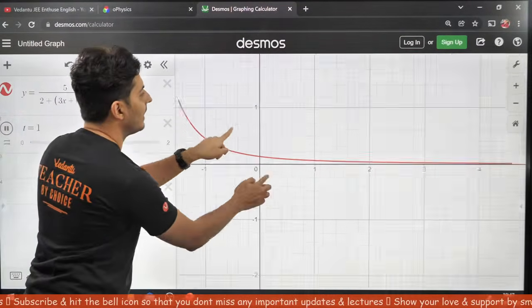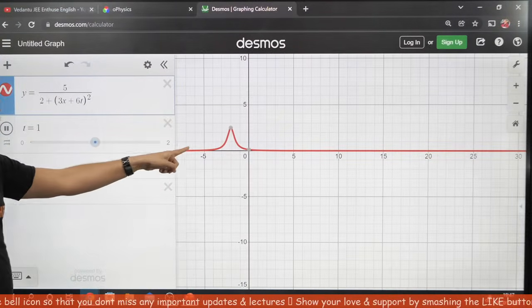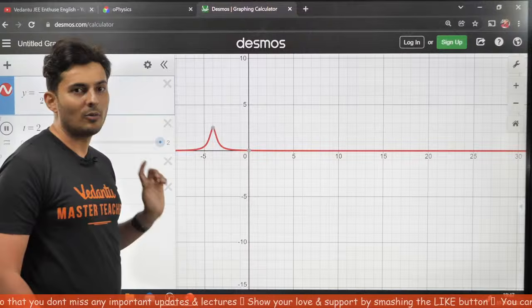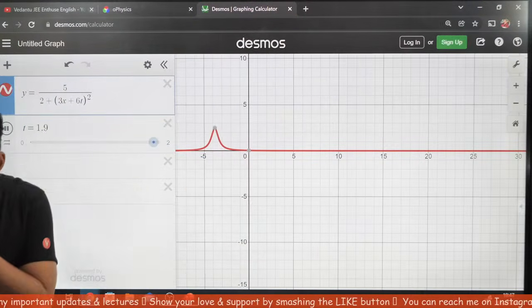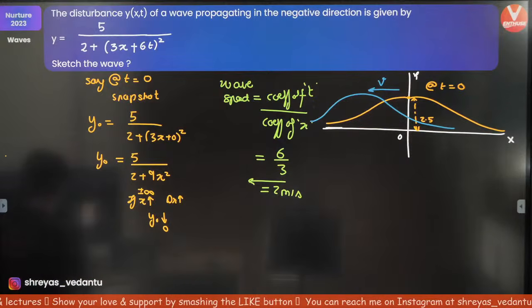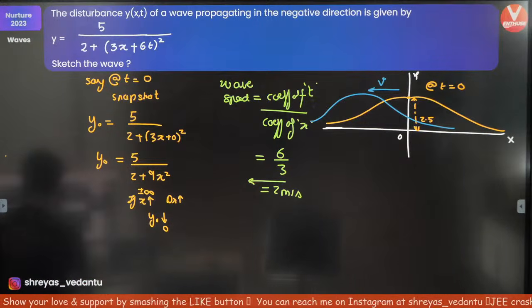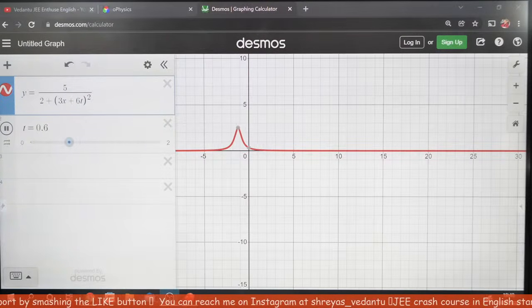Let's see now. I think I'll have to zoom out a little bit. Look at this wave. It is traveling towards the left side. This is exactly what I had drawn. Do you guys see that, my warriors? Are you able to see that? Observe it on your screen right now. You can see it. Just check this out. Perfect, isn't it?